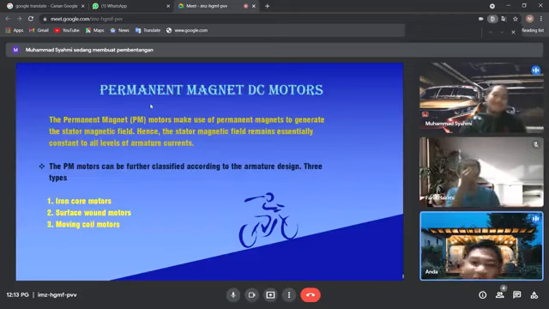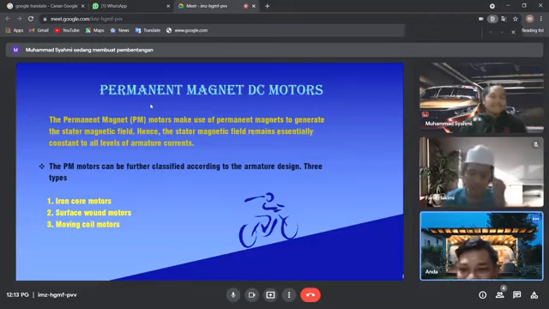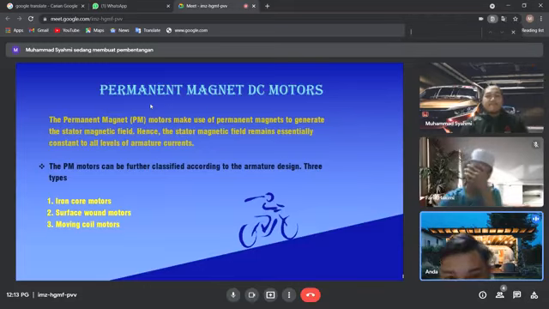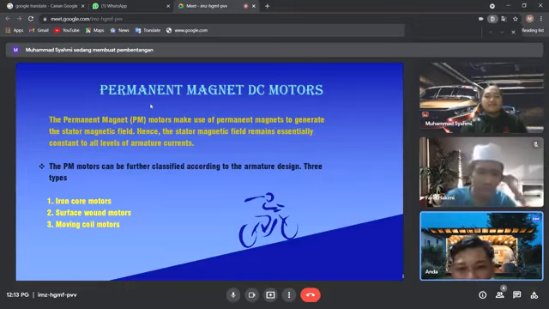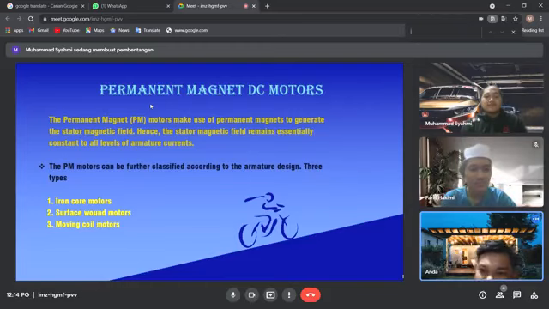Okay, about the permanent magnet DC motor. The permanent magnet motor makes use of a permanent magnet to generate the stator magnetic field. Hence, the stator magnetic field remains essentially constant at all levels of armature current. The PM motor can be further classified according to the armature design. There are three types. First, iron core motor. Second, surface wound motor. Third, moving coil motor.